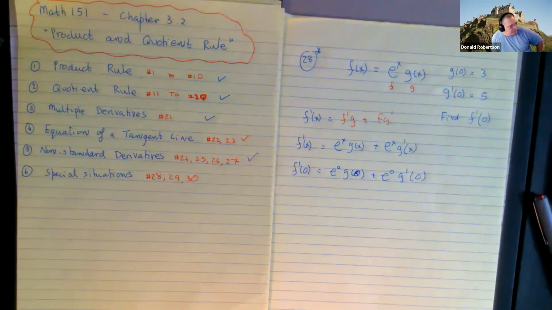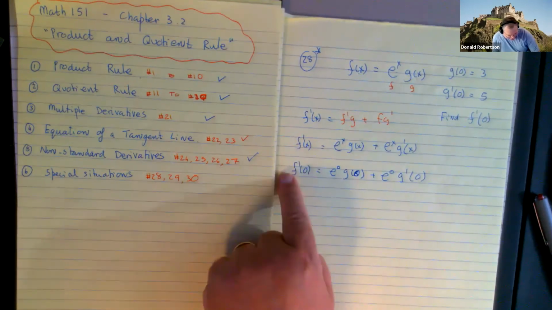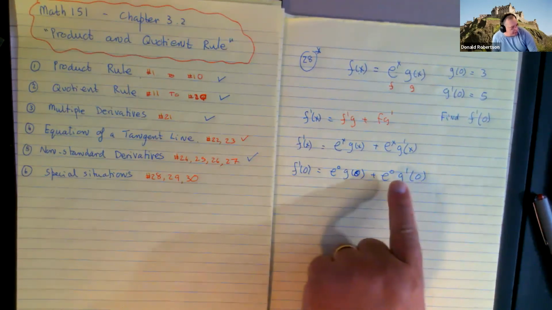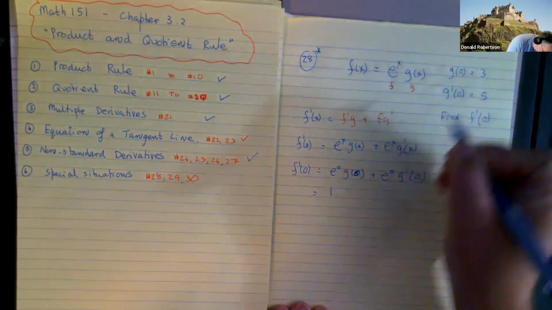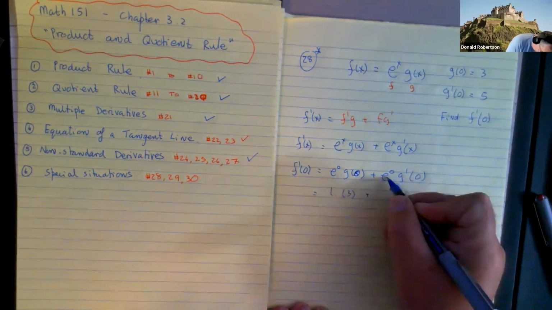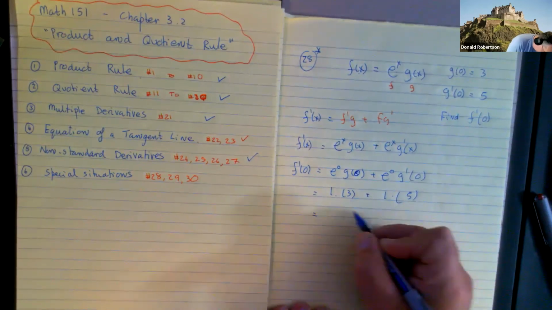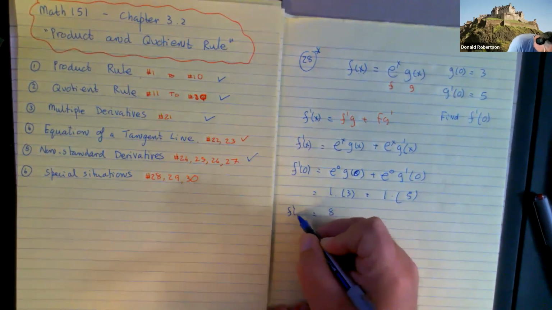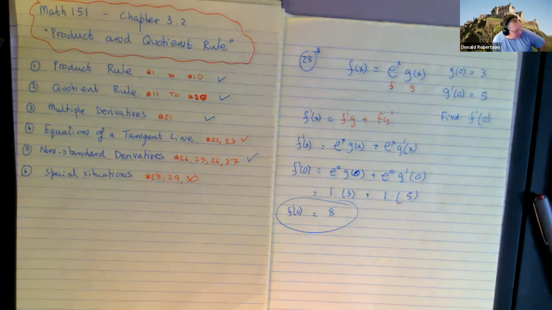Does that make sense? That if f dashed of x is this, then shouldn't f dashed of 0 be this, right? All the x's are now zeros. And what do I know? e to 0 is 1, g of 0 is 3, e to the 0 is 1, g dashed of 0 is 5, 3 add 5 is 8. And that is the answer that we're looking for. A little bit different, a little bit unusual. That's what we got.